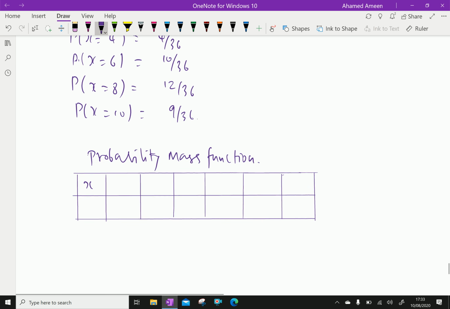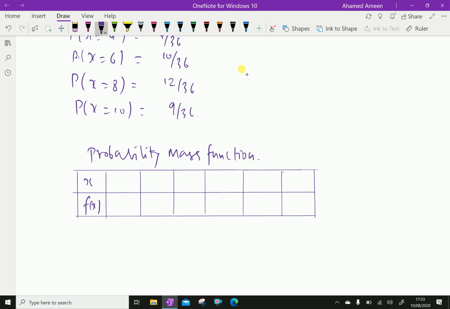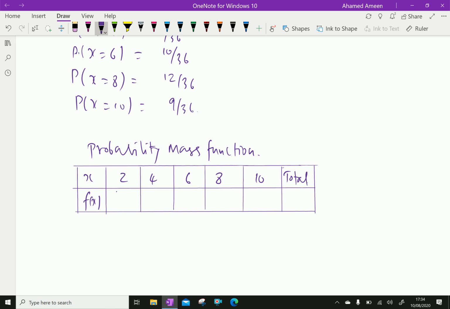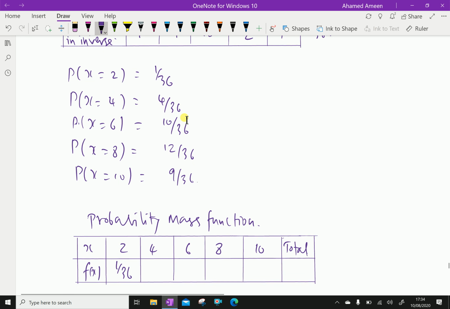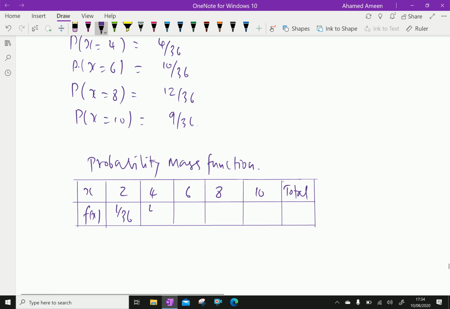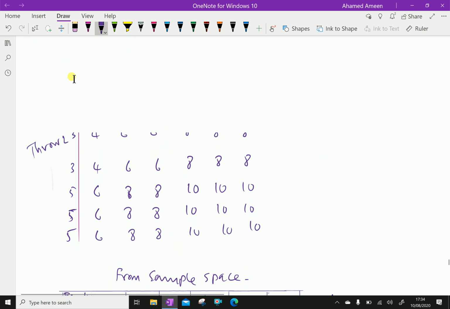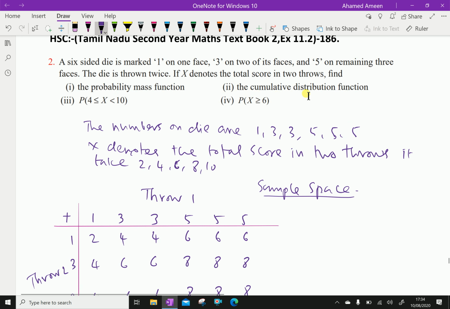Here is the probability mass function. For x equal to 2, 4, 6, 8, 10, f of x is 1/36, 4/36, 10/36, 12/36, and 9/36, and the total is 1. This is the first part finished. Then second, we have to find the cumulative distribution function.